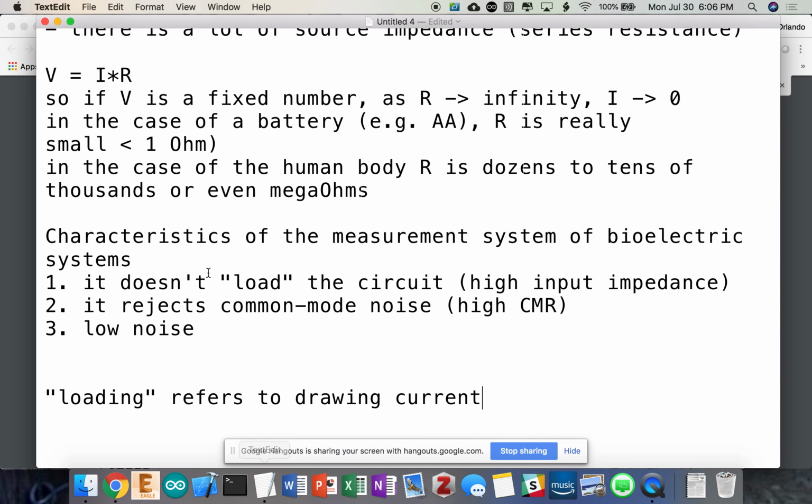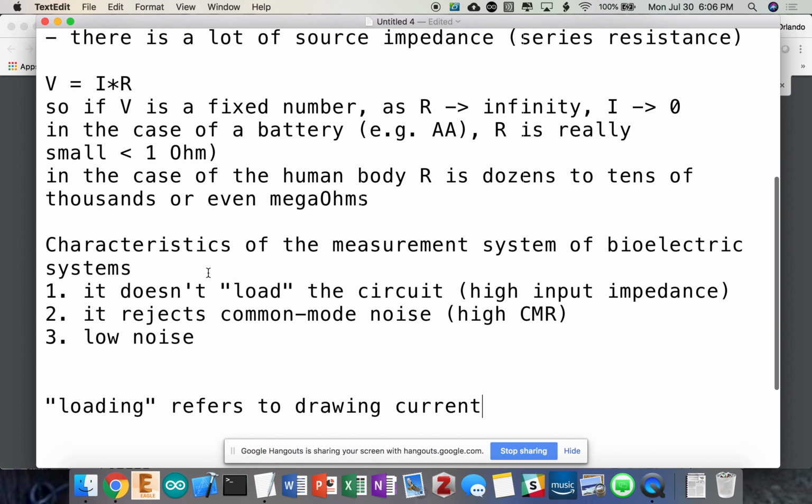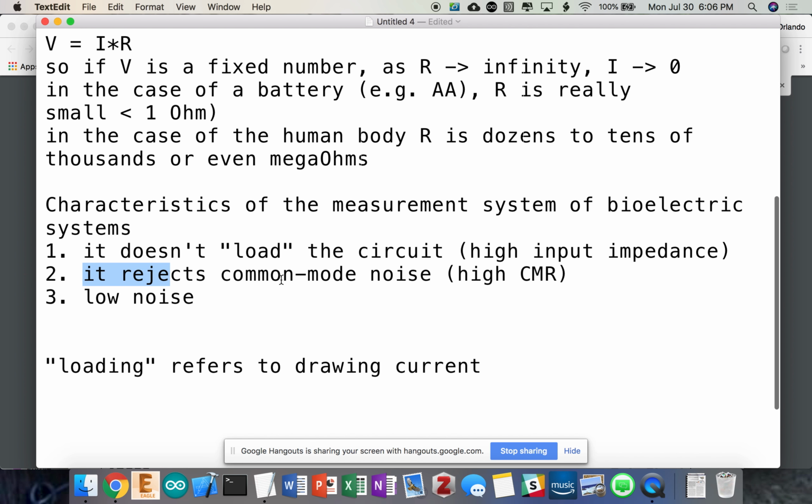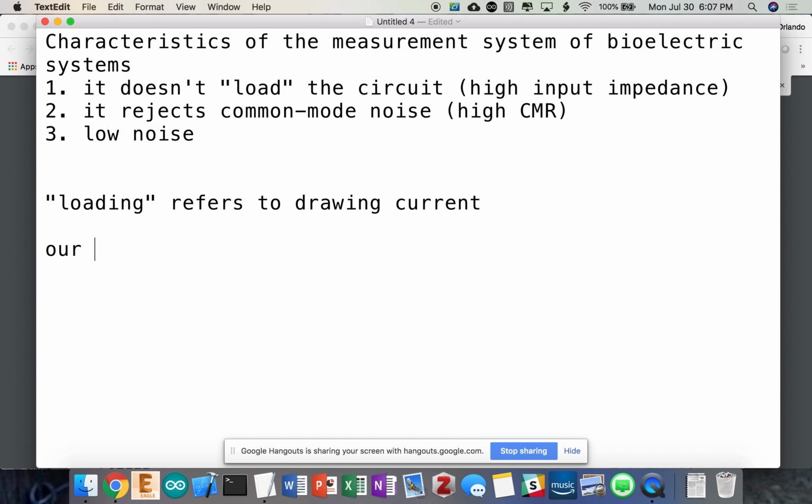And so another thing that I sort of pointed out, wave my hand around a little bit, is it rejects common mode noise. So biopotential signals in particular, let's see how I want to do this. Our bodies act like antennas, so they just pick up what's called electromagnetic interference. So biological systems can act as antennas.